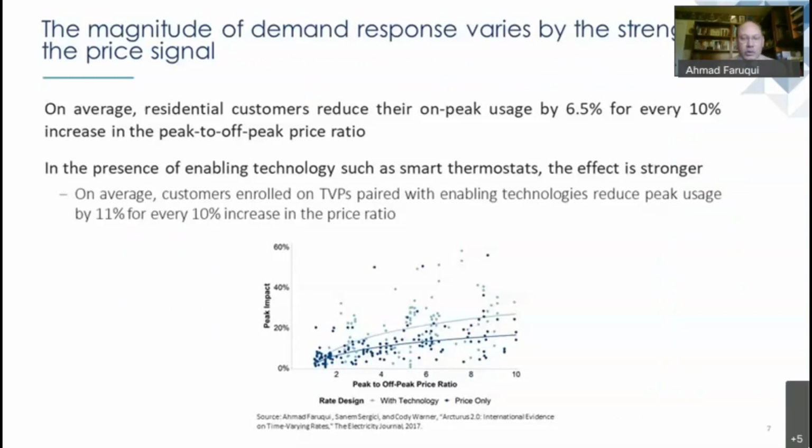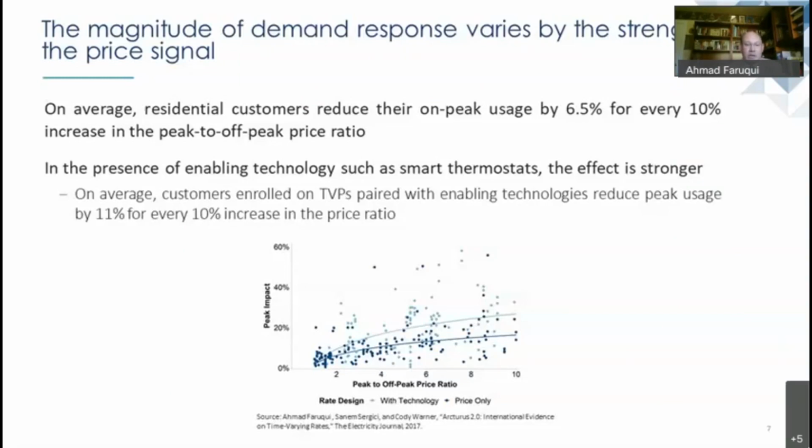One question that won't go away and is always being asked is, will consumers respond to a time of use rate or a dynamic pricing rate or a real-time pricing rate? And the perception is that the demand for electricity is inelastic, that customers just have to use a certain amount regardless of how much it costs. Well, that has been shown to be incorrect over and over again.